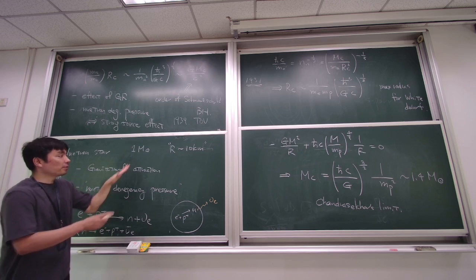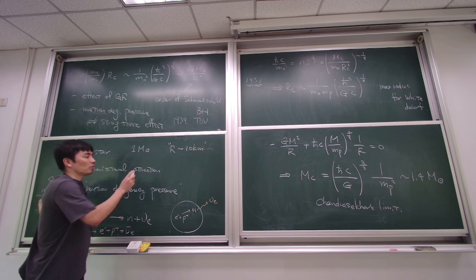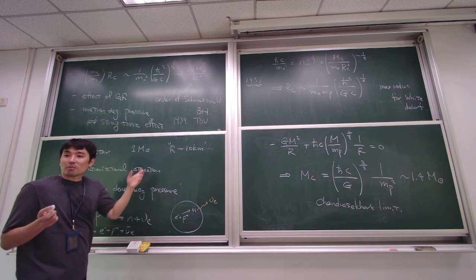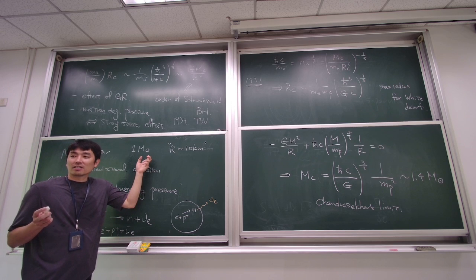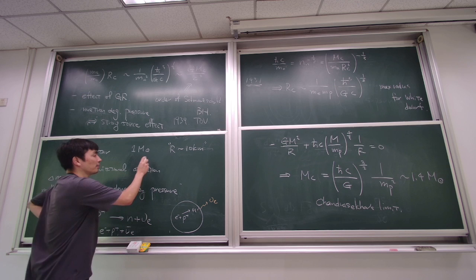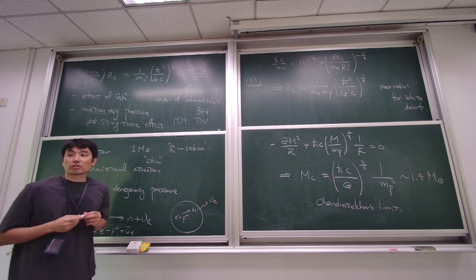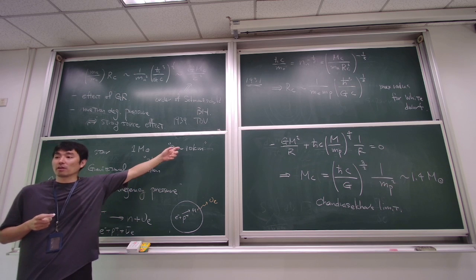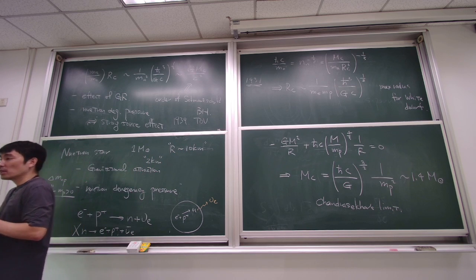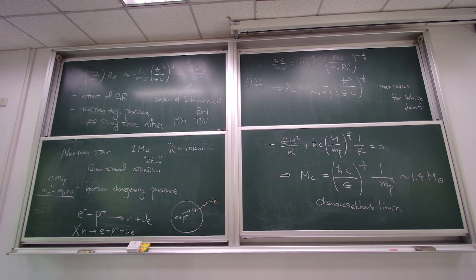If you have one solar mass, what is the Schwarzschild radius of a one solar mass star? Does anybody know? Yes, roughly 3, actually about 2 kilometers. So 10 kilometers is really only about 5 times the Schwarzschild radius. It was hard to believe at that time that a star could squeeze into such a small size.